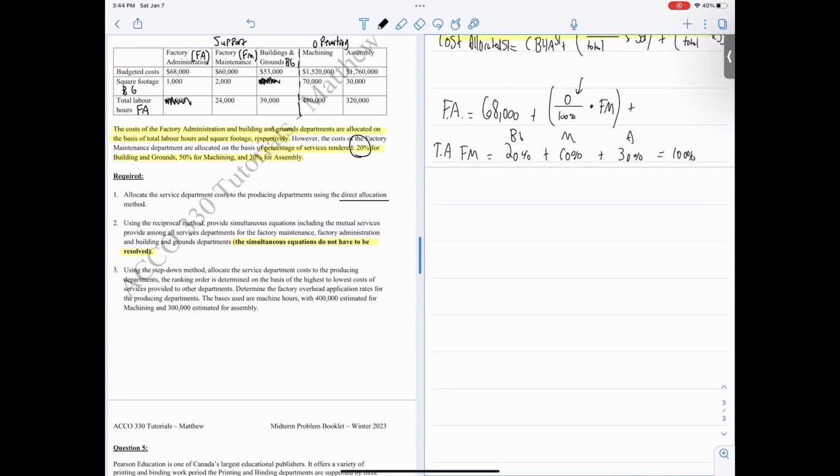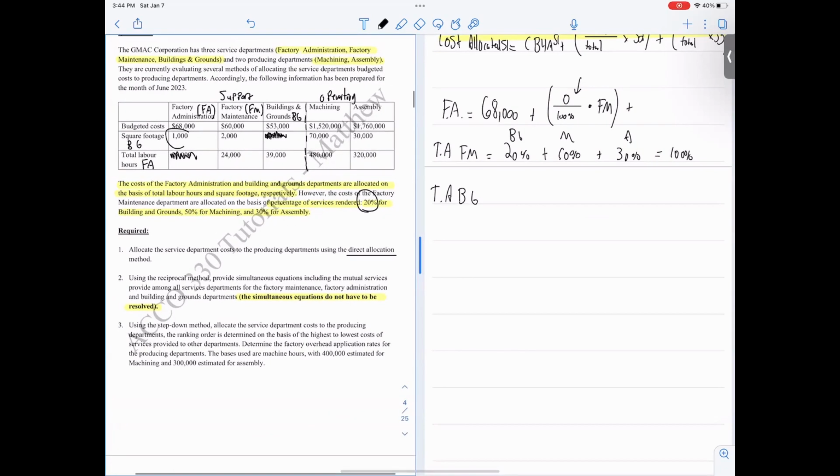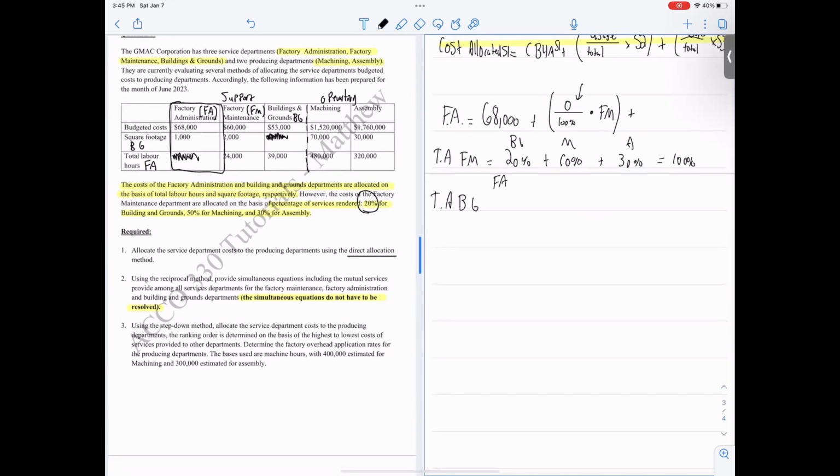But now we have to see how much factory admin uses of building and grounds. So let's do our total allocation for BG. For building and grounds, how much does factory admin use? Guys, these questions always look like this, where the columns are vertical. Factory admin uses 1,000 of building and grounds, and they allocate a certain amount of hours to themselves, but I don't care about that. So for the building and grounds total allocations, factory admin uses 1,000.